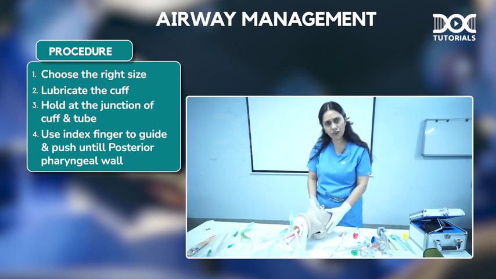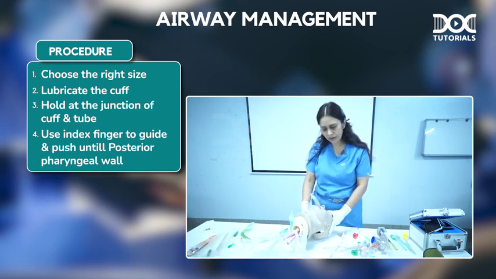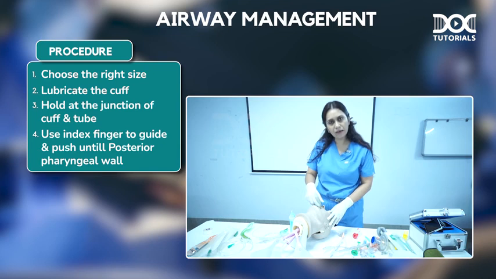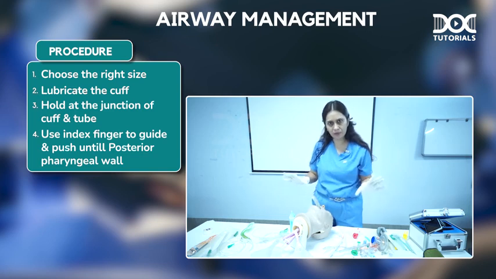I push it after making the patient in morning sniffing position. Morning sniffing position: head extended, neck flexed. So I made the patient in morning sniffing position, and I am pushing the LMA right towards the posterior pharyngeal wall till I face the maximum resistance. Now here I cannot push it any further.